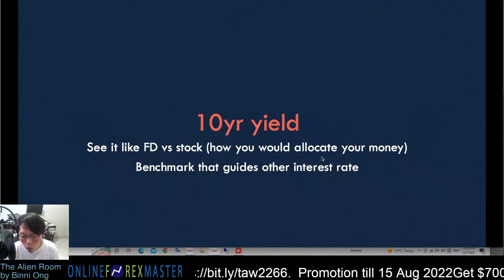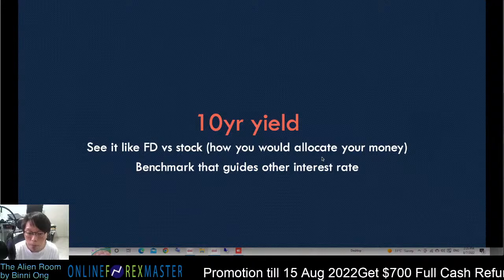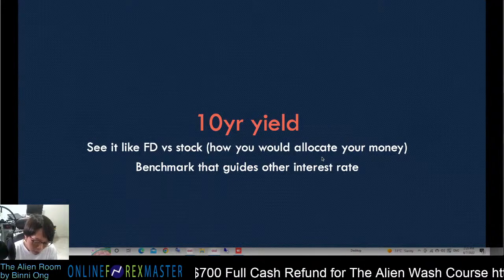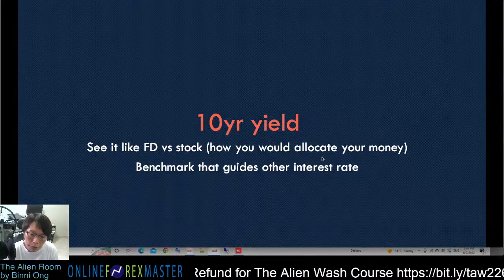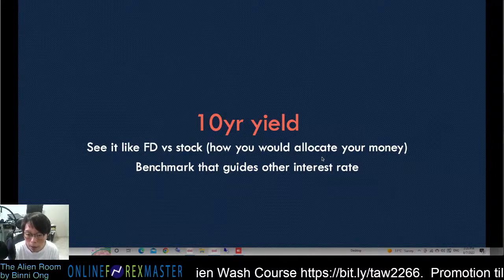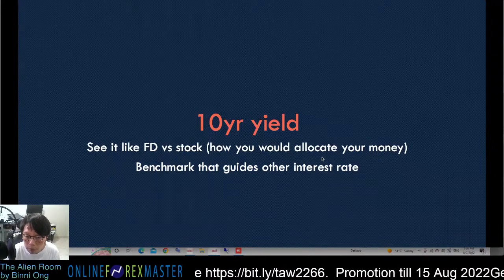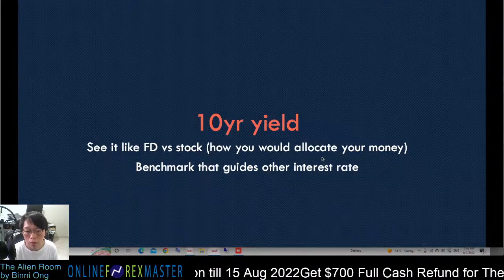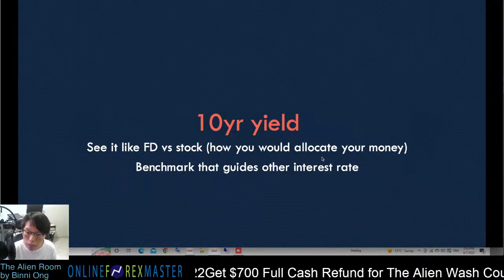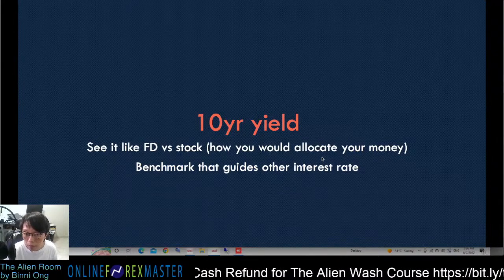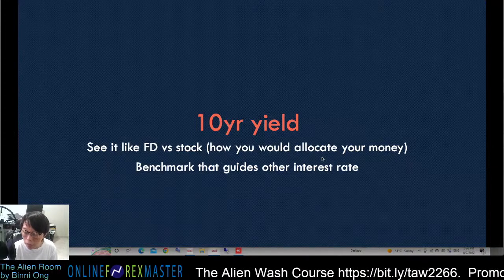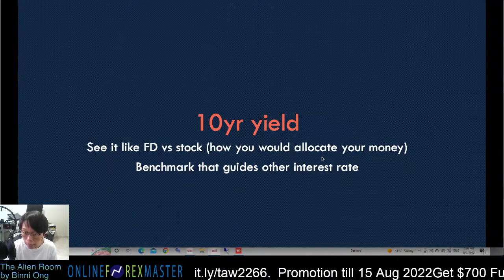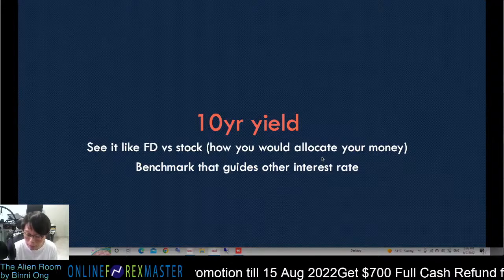All right. Now, more important is that the 10-year yield is actually a benchmark that guides other interest rates. So for example, if the 10-year yield keeps going up, then you're going to find that other interest rates like SIBOR, LIBOR might be heading up as well. And you find that even before the actual increase of the interest rate, the bank has already followed the 10-year yield and moved up the interest rate charged to you, ahead of that actual increase. You're going to find this happening to you.